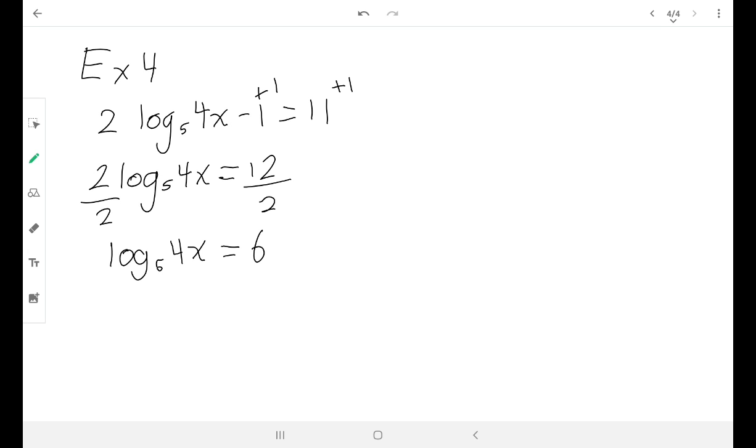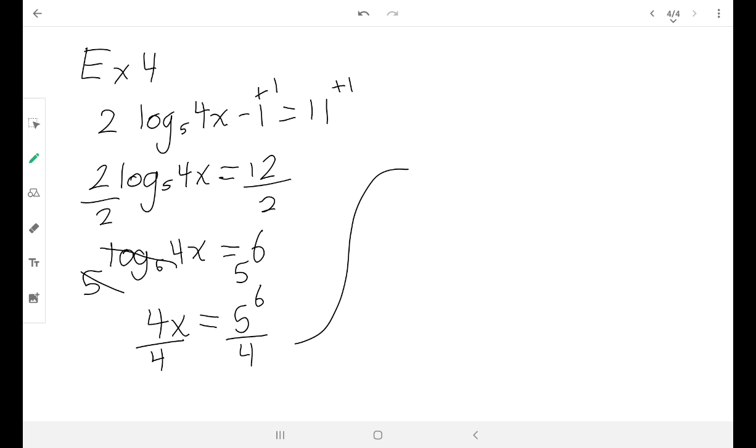And once I've done this, you can give them both a base of 5 and make them exponents, and then the log and the base will cancel each other, and you'll have 4x equals 5 to the 6th, like that, and then you can divide by 4, divide by 4, and then you have x equals 5 to the 6th divided by 4, and whatever that happens to be.